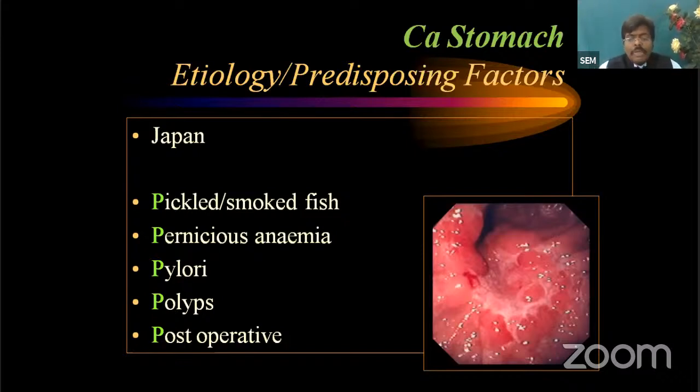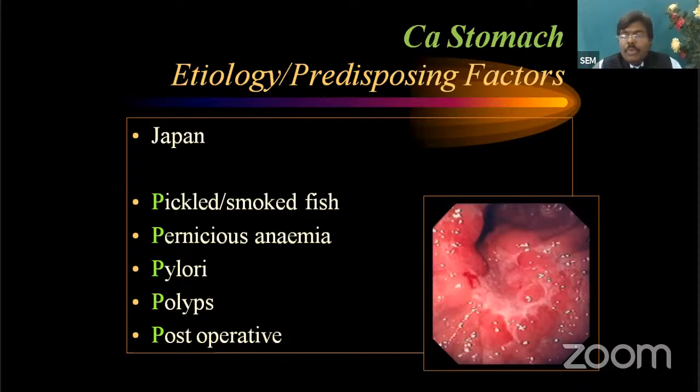Then any post-operative stomach, because for example, if the patient says, I had a stomach surgery for an ulcer with a gastrojejunostomy 10 years ago, now there is every chance he may have a cancer stomach, because bile itself is a carcinogen. So bile reflux gastritis, intestinal metaplasia. You know how the cancer develops? Always there is metaplasia, dysplasia, cancer in situ, cancer. This is the way, everywhere.